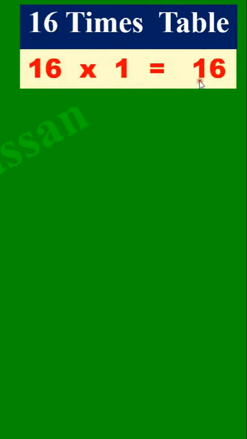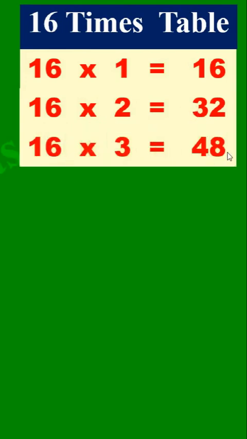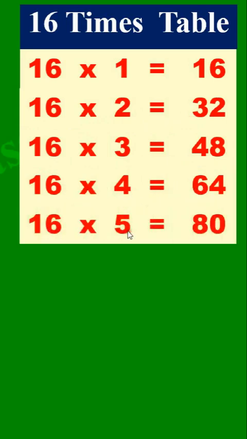16 times table. 16 times 1 is equal to 16. 16 times 2 is equal to 32. 16 times 3 is equal to 48. 16 times 4 is equal to 64. 16 times 5 is equal to 80.